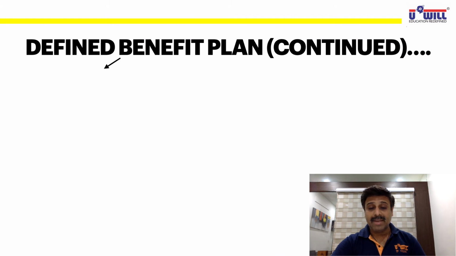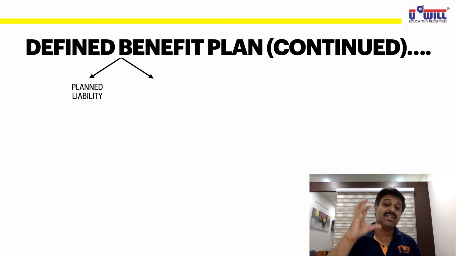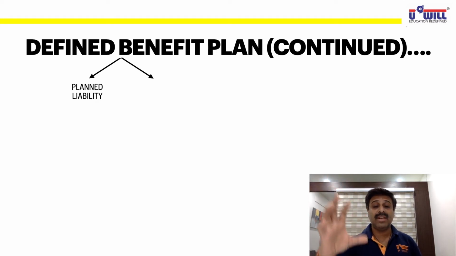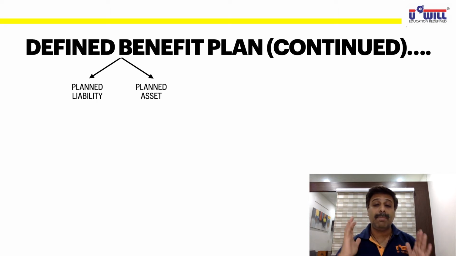Now, defined benefit plan continued further. Two things are important in a defined benefit plan. One is the plan liability. Plan liability means what amount of gratuity we have to pay after 30 years, 35 years, 25 years, 20 years. That is our plan liability. And second is plan asset. Asset means investment. Obviously, if you are going to pay the money after 20, 25, 30 years, then you must have cash at that time to pay the money. How will you get that cash? You'll plan for investments. You'll start investing the money every year right now.